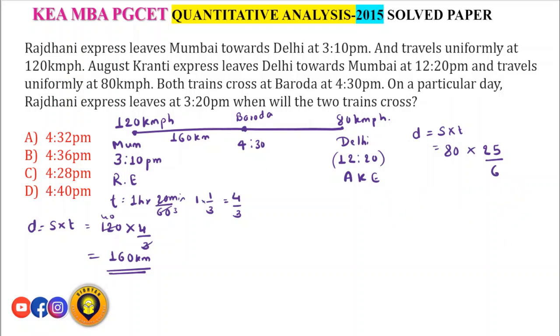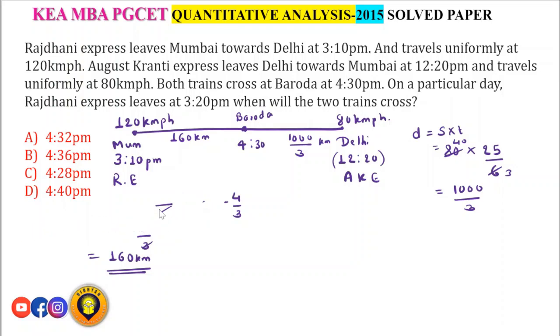25 upon 6, that means 2 3s are 6, 2 4s are 8. 25 into 40 is 1000 upon 3. So the distance from Delhi to Baroda is 1000 by 3 kilometers. Okay.